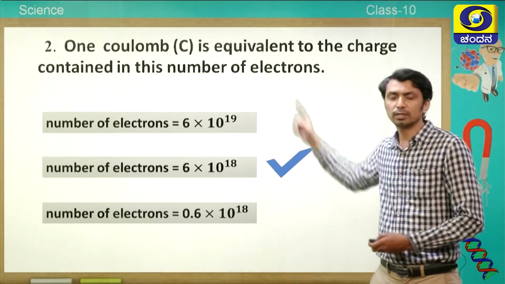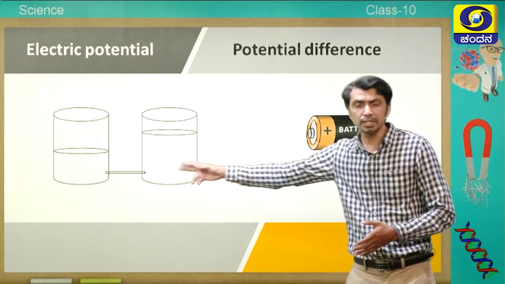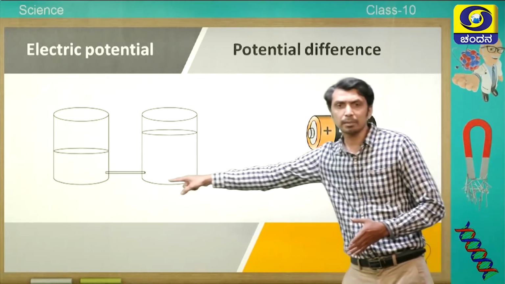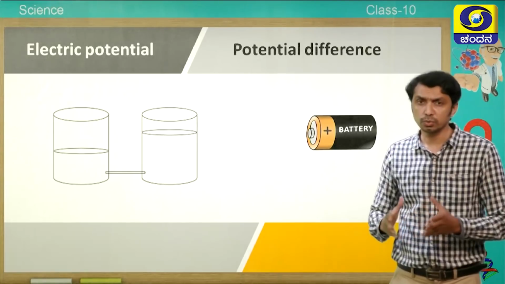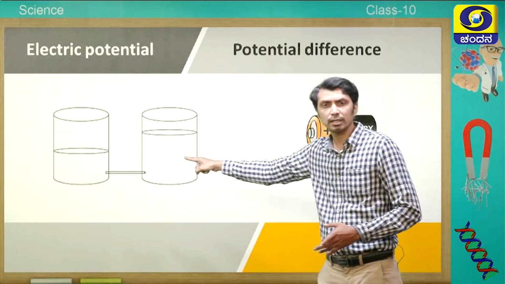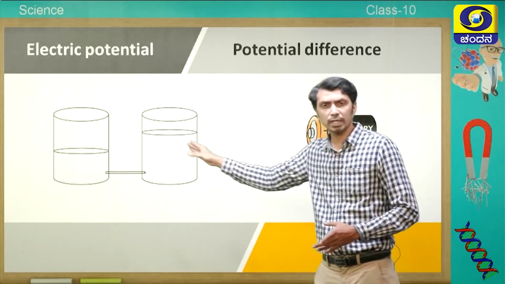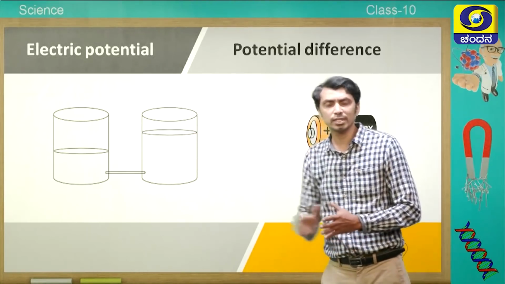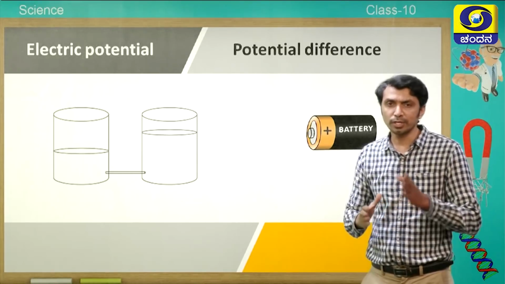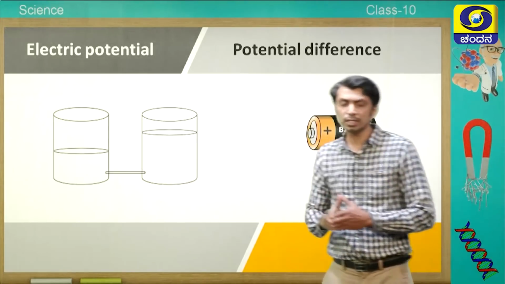Here, if you could see, there are 2 beakers and they are connected with a pipe. My question to you is, this is the first container, this is the second container. Will the water flow from the first to the second container, or from the second container to the first? Yes, you are absolutely right. You know that from the second container the water will flow to the first container.